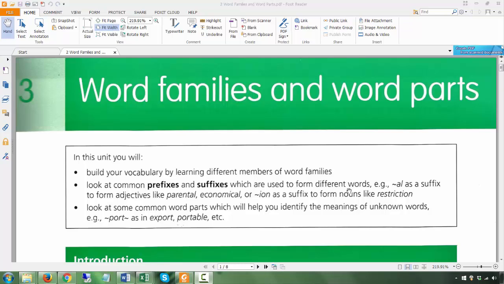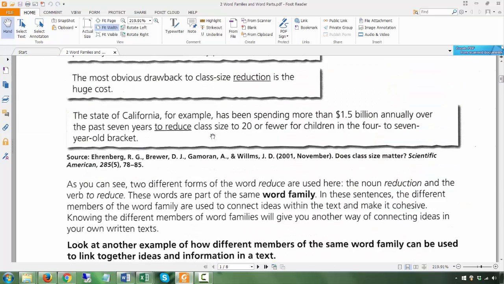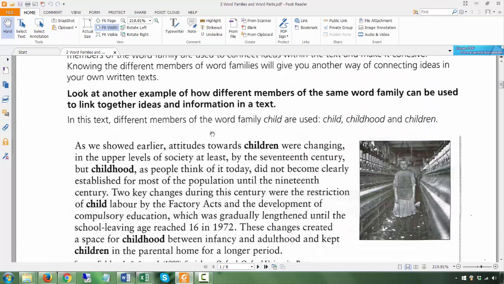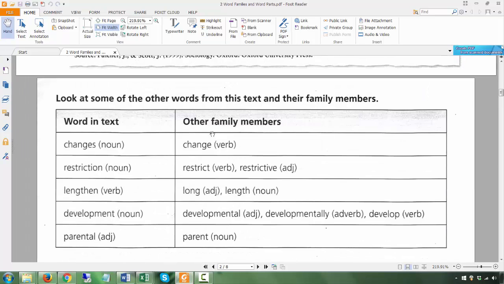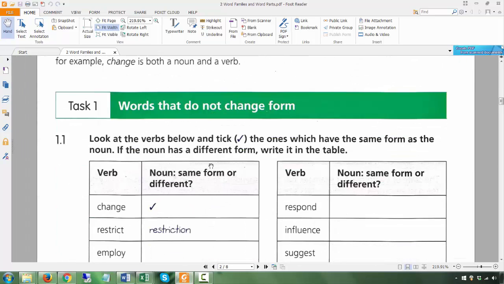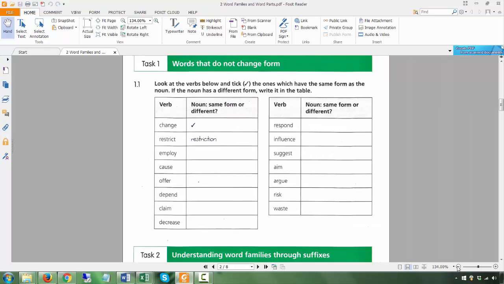Right, this is the next chapter, and it's going to go a bit more into our word classes, but focusing on word families, right? And different parts of the words, prefixes and suffixes. So let's get started. Let's go to task 1.